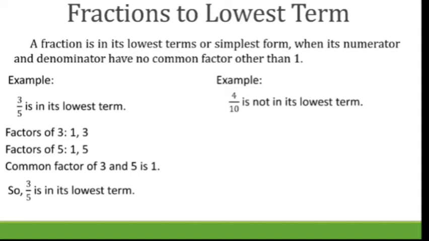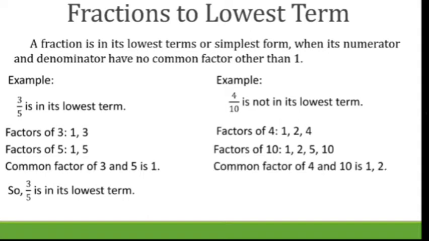Kunin natin yung factor ni 4 at saka ni 10. So, yung factors of 4 are 1, 2, 4. 10 naman, 1, 2, 5, 10. So, as you can see, meron silang more than one common factor. So, the common factor of 4 and 10 is 1 and 2. So, therefore, 4 over 10 is not in its lowest term.